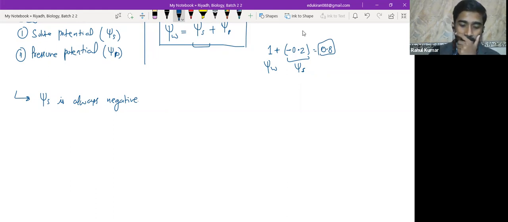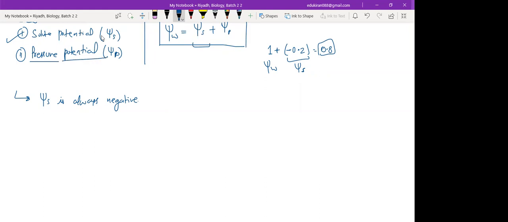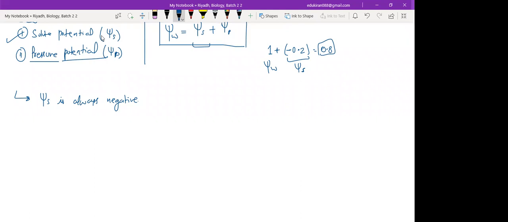Another point is the pressure. Let's talk about the pressure potential. So the solute potential is clear, everyone? No doubt in this? Okay, let's start the water potential. Now, what did we study about pressure? What happens when we apply pressure to pure water or to any solution? Like in the case of osmosis, we were applying pressure, and what was happening because of that?